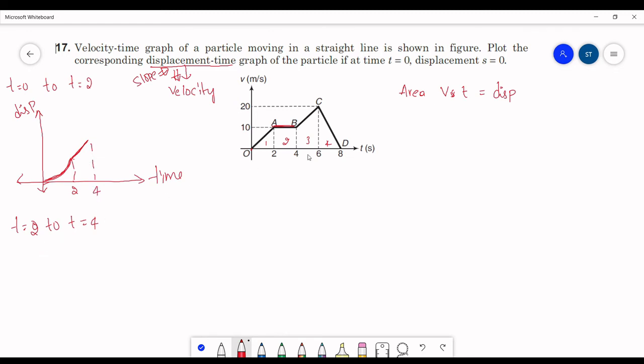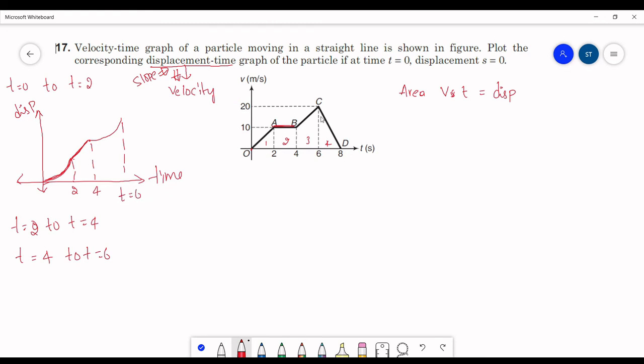Next, the third time interval. Again similar to the first time interval, here the time is t equal to 4 to t equal to 6. Here again the velocity will be gradually increasing. So this will again look like a parabola facing upwards. So this is up to t equal to 6.